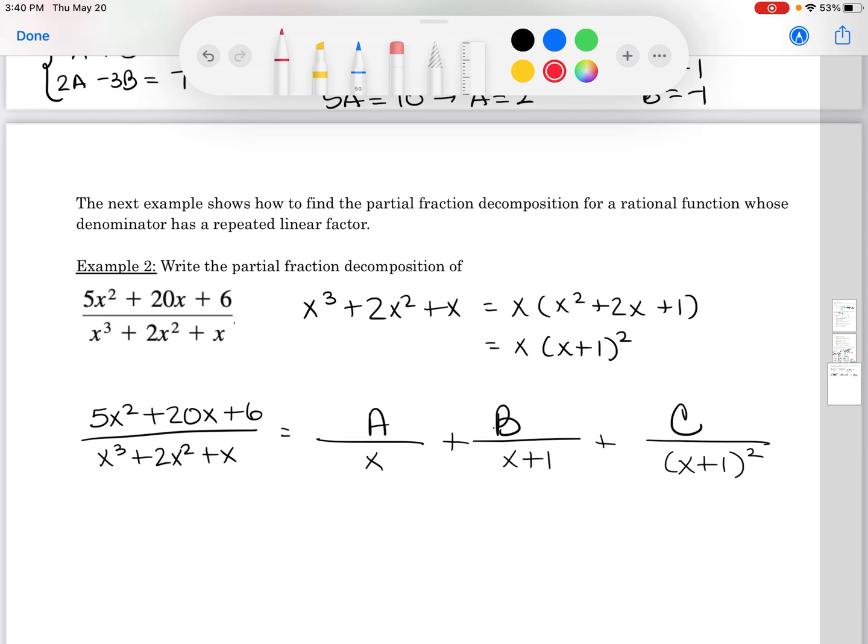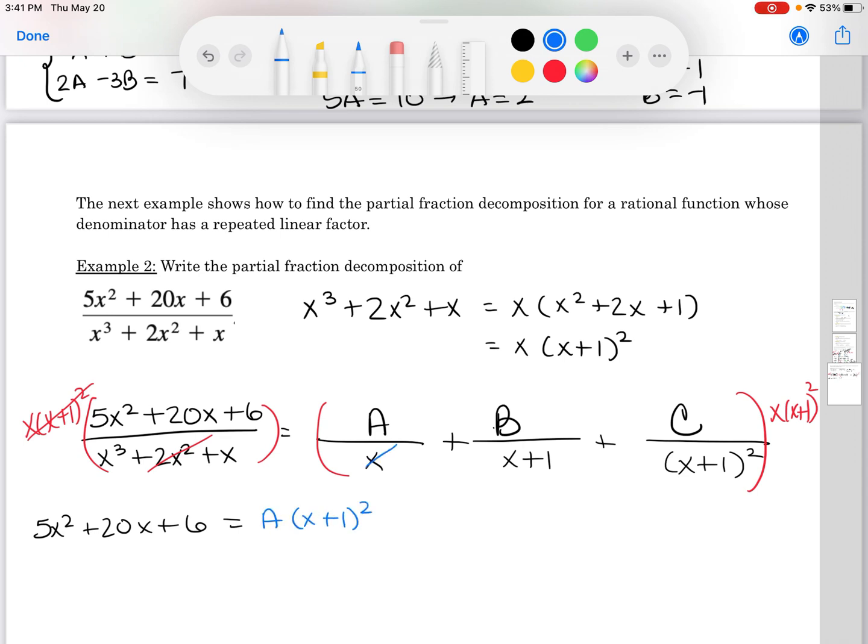Okay. So again, we want to multiply to get rid of the fraction. So we're going to multiply by x times x plus 1 squared on both sides. That's going to cancel the denominator on the left. That'll leave me with 5x squared plus 20x plus 6. On the right, what's going to happen is the x cancels. That's going to give me a times x plus 1 squared. Plus the x plus 1 is going to cancel. One of them will. So that's going to leave me with b times x plus 1. And then for c, what's going to happen is that x plus 1 squared will cancel. So that's going to leave me with cx.